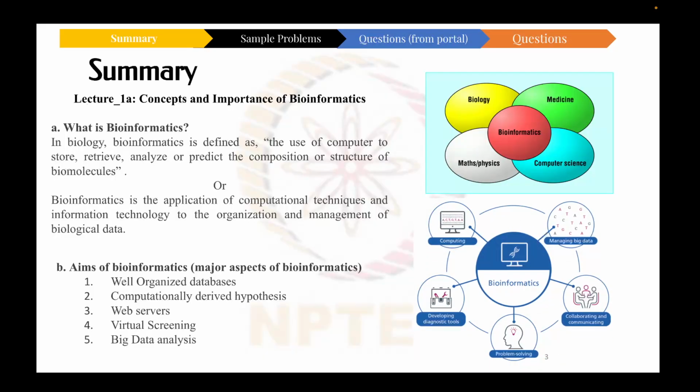So, these are the various subjects that come under the interdisciplinary nature of bioinformatics. Next, the major aspects of bioinformatics that contribute to the advancement of biological research and understanding are well organized databases, computationally derived hypotheses, web servers, virtual screening and big data analysis. So, here bioinformatics aims to create and maintain comprehensive, well organized databases containing biological information such as DNA sequences, protein structures, and gene expression data.